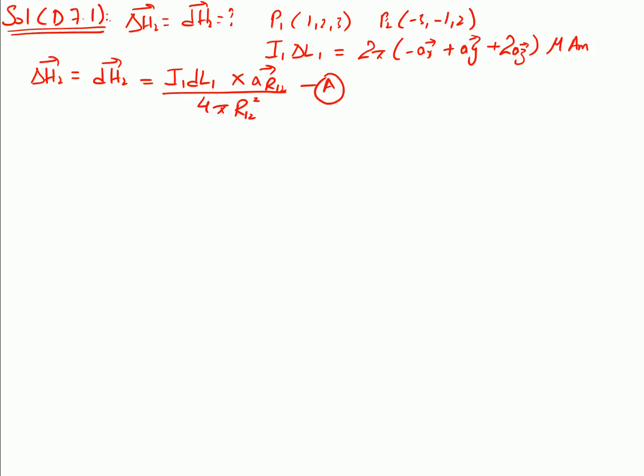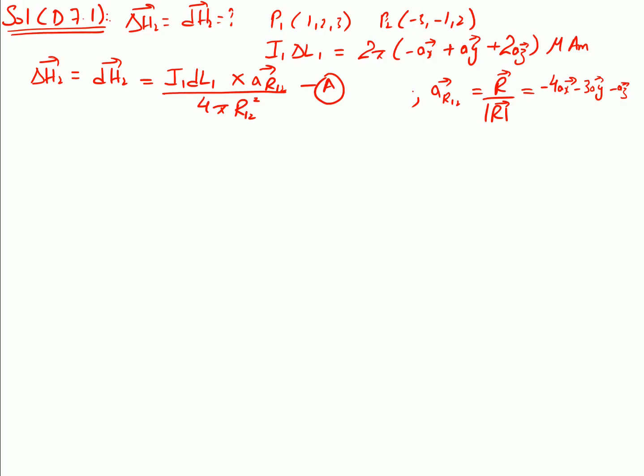Now we want to figure out the unit vector. The unit vector A12 is going to be the distance vector divided by its magnitude. The distance vector is P2 minus P1. So minus 3 minus 1, minus 1, so it is minus 4 A of X. Then you have minus 1 plus 2, so it is going to be minus 3 AY, and then minus A of Z. So this is the distance vector that we are getting from P1 to P2.